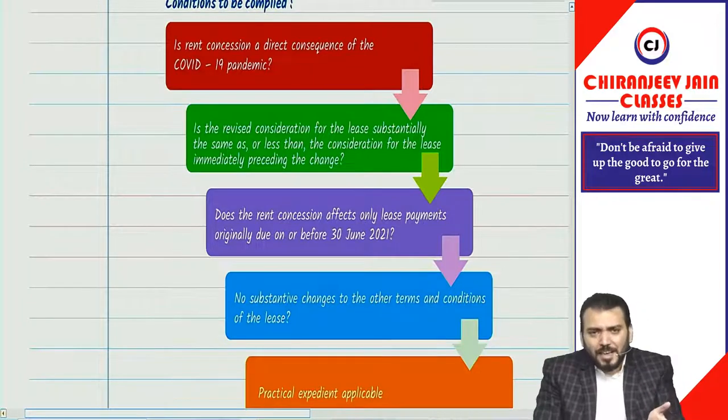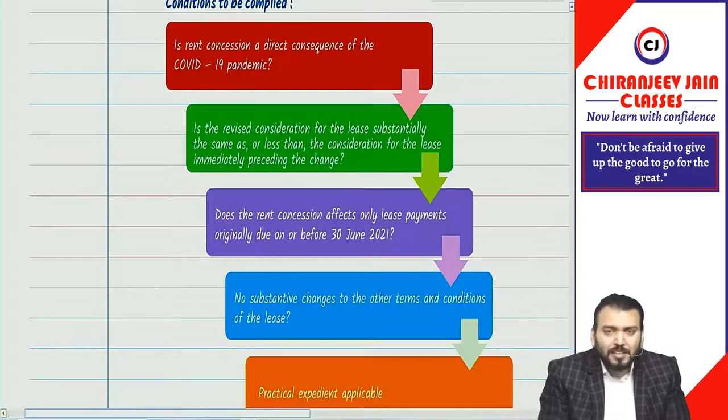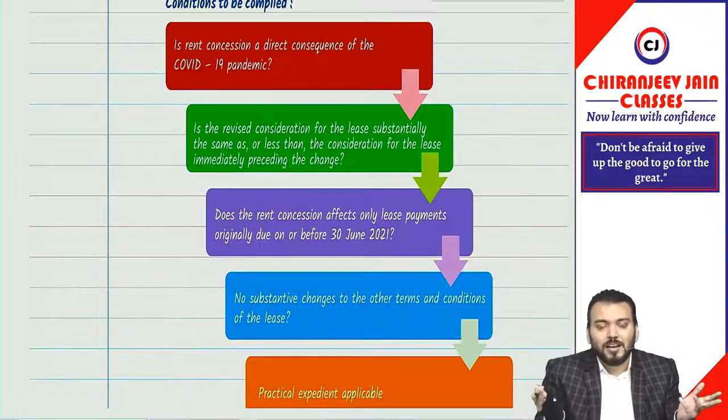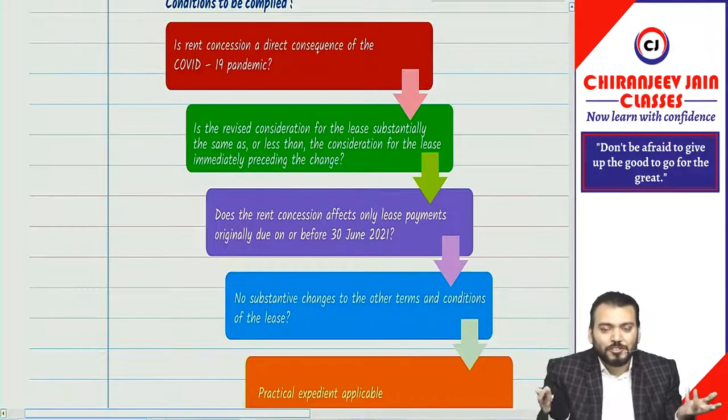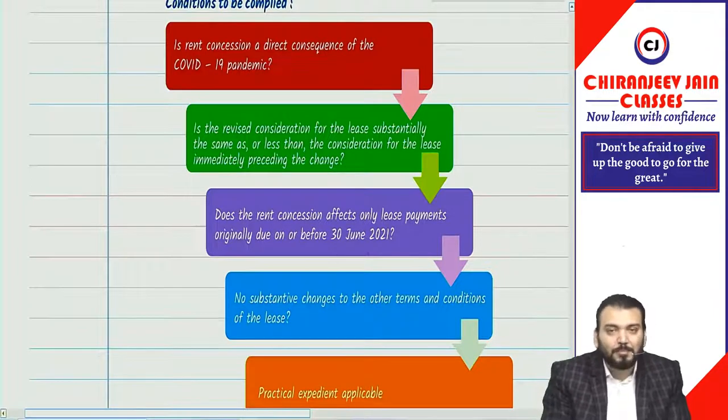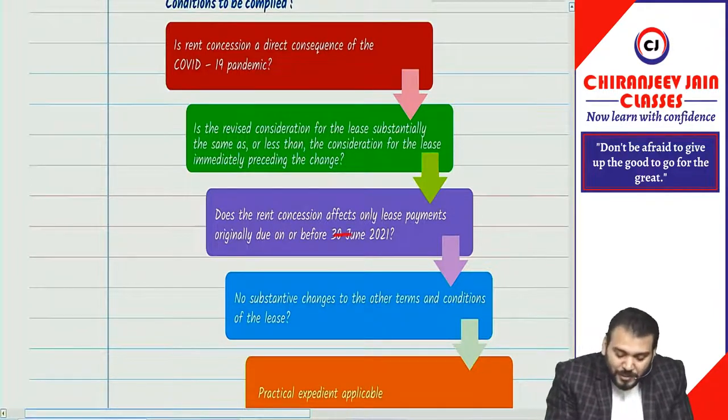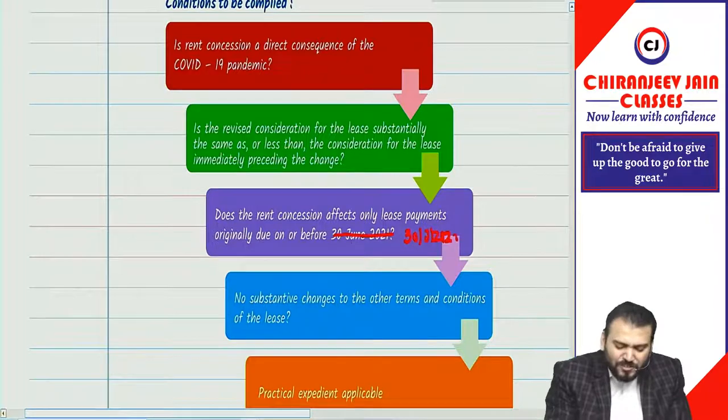Means when this amendment came, there was a viewpoint that after 30th June 2021 there will be no lockdown. But now we have understood that this COVID-19 situation has become one normal situation. So they have extended this period by 1 year. So now it becomes 30th June 2022. You can change it to 30th June 2022. So this is a small amendment.